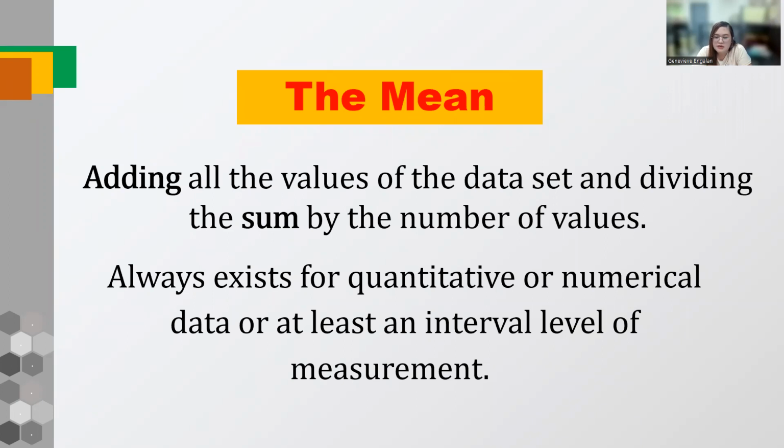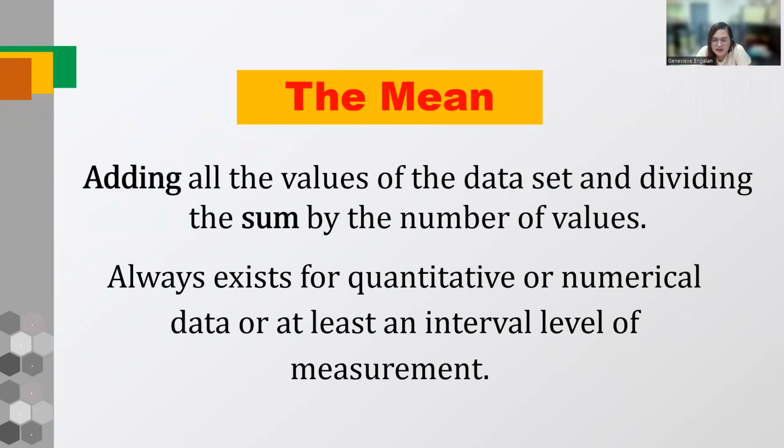So the mean can only be computed if your data is in interval level or ratio level. So nominal and ordinal data have no average or mean. Because it does not make sense to say blue plus green divided by 2, right? So nominal data have no mean. And also ordinal data, there is no mean.